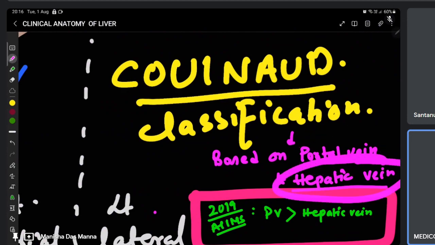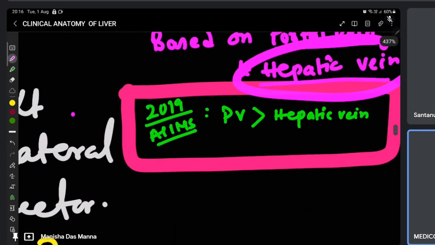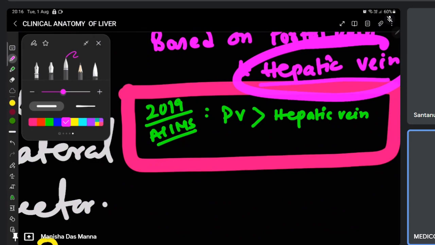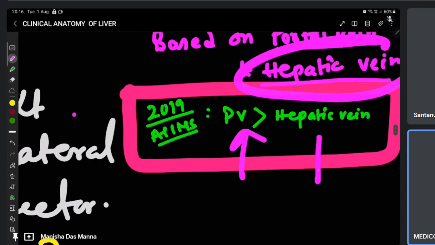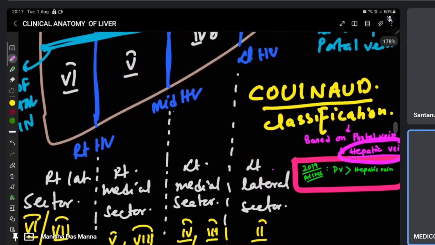But the question in 2019 AIIMS was which one is most important, the portal vein or the hepatic vein? In the Couinaud classification of the liver, it obviously includes your portal vein as well as hepatic vein. Both are included. But which one is more important? The answer is your portal vein. So portal vein is most important.